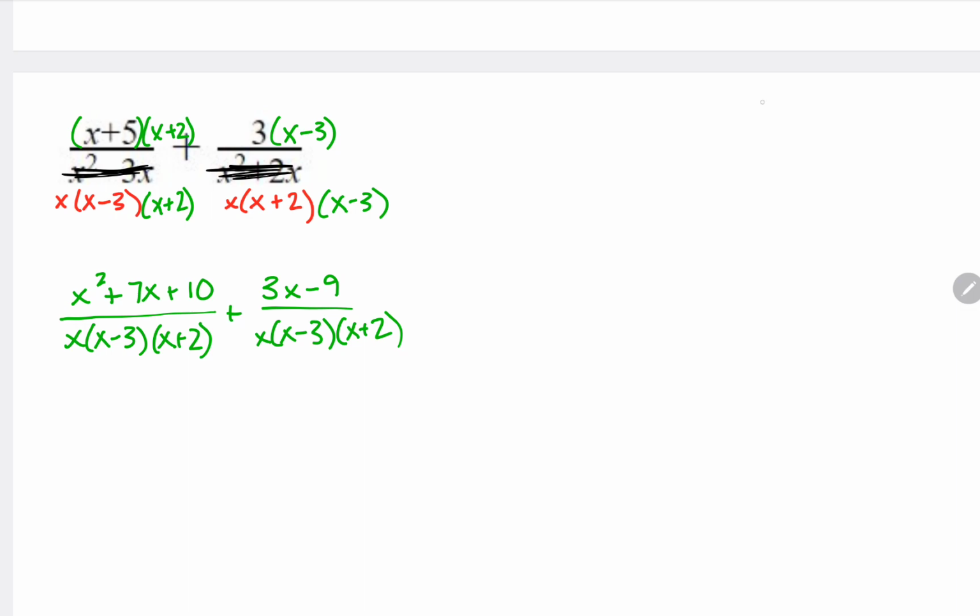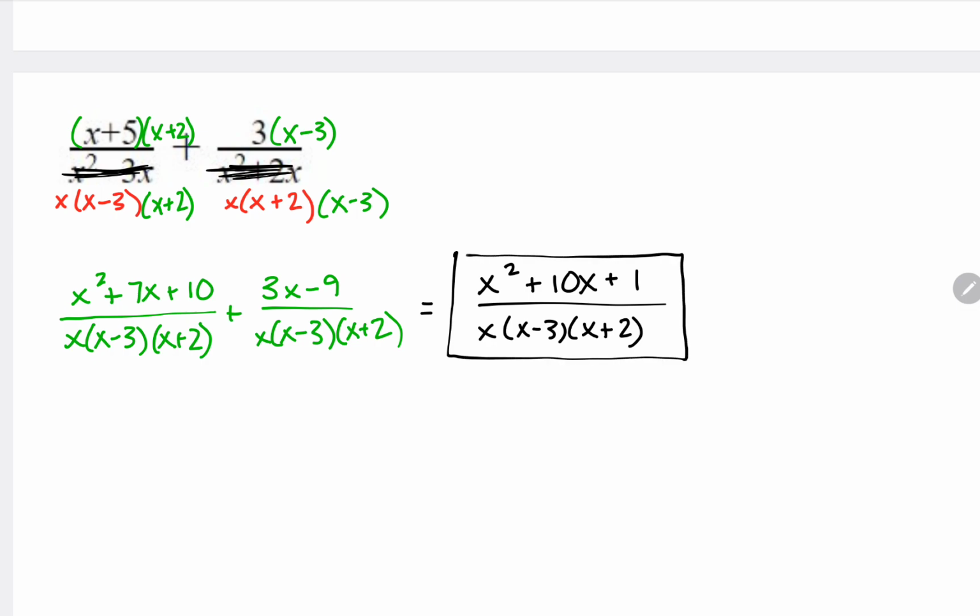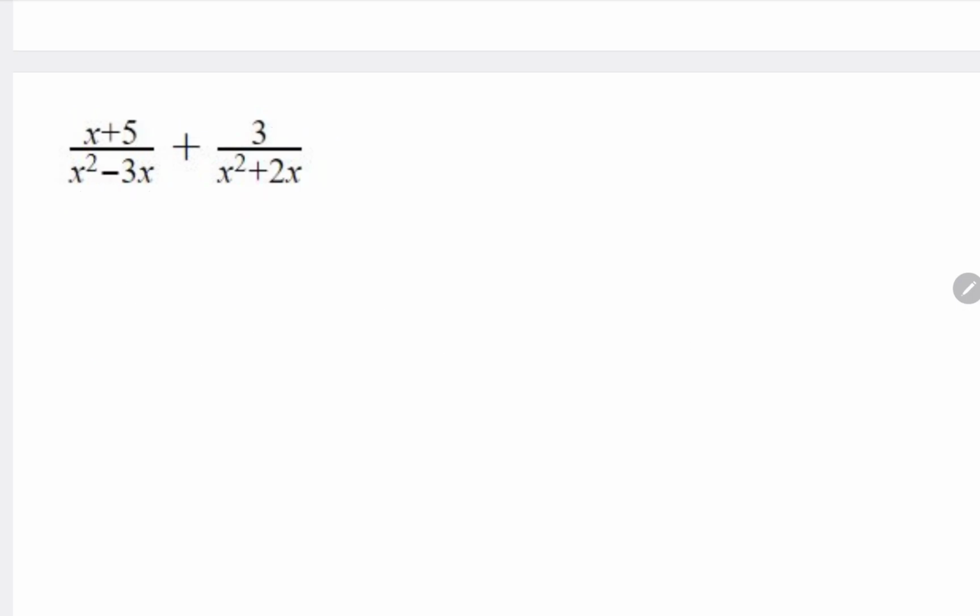And because my denominators are common denominators, I can go ahead and add those numerators together. To add them, I'm going to combine like terms. So 7x and 3x make 10x. 10 and negative 9 make 1. I'm going to leave the denominator in factored form. And then your last step is to check to see if you can factor the numerator. If the numerator can be factored, factor it to see if anything cancels out with the denominator. But again, in this case, that numerator cannot be factored further, so that's our final answer.